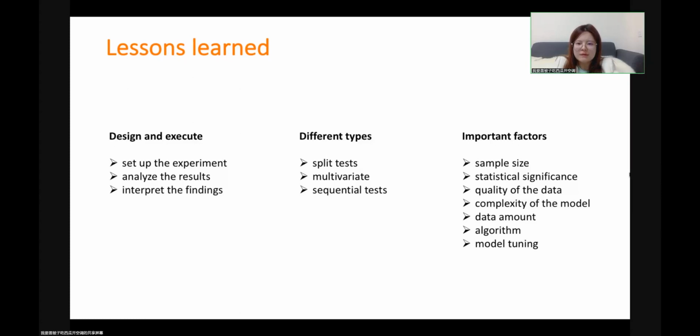Secondly, we are aware of the different types of A/B tests: split test, multivariate test, and the sequential test. The last point is that we understand the importance of sample size, statistical significance, and the factors that can affect the accuracy of the result. Quality of the data, complexity of the model, amount of data, use of algorithm, tuning of the model.